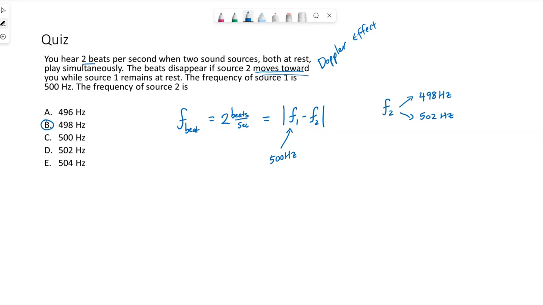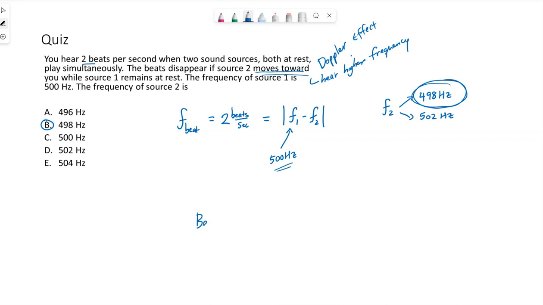We hear a different frequency based off of the motion of an object. Since this source 2 is moving towards us, we're going to hear a higher frequency than what it actually is. And it tells us the beats disappear, so the beat frequency goes to 0. 498 is the only one that, if it increased, could end up equaling 500.